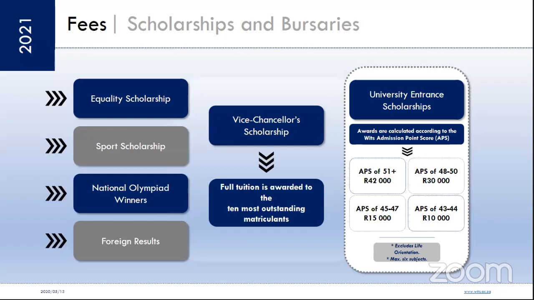What we do, we take a maximum of 6 subjects, but in those 6 subjects, we exclude life orientation. Now, if your APS is between 43 to 44, we'll give you 10,000 into your student account. If it's between 45 to 47, it will be 15,000. Between 48 to 50, it will be 30,000. 51 plus, it will be 42,000. So those are the scholarships that are available at Wits University.